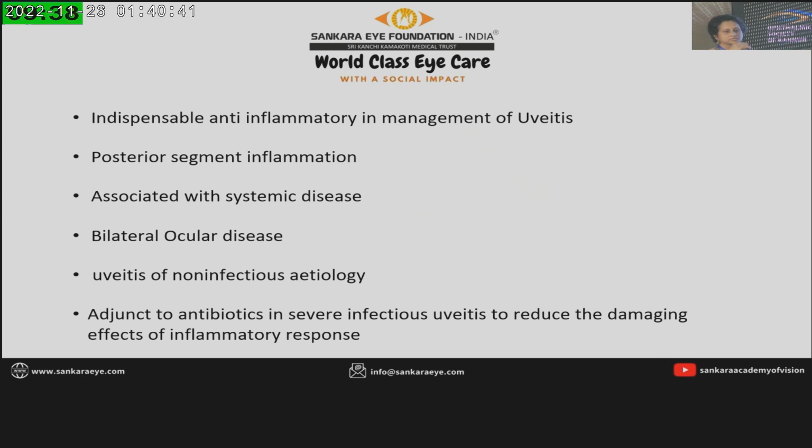So why do we use the steroids? It's an indispensable anti-inflammatory agent in the management of uveitis. It's always used in posterior segment inflammation, associated with systemic disease, bilateral ocular disease, and even in infectious etiology. In infectious etiology, usually it's used as an adjunct to the anti-infective drugs.